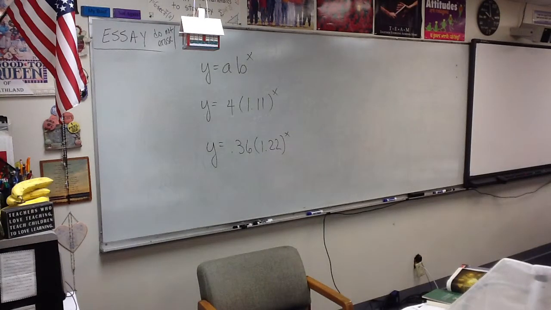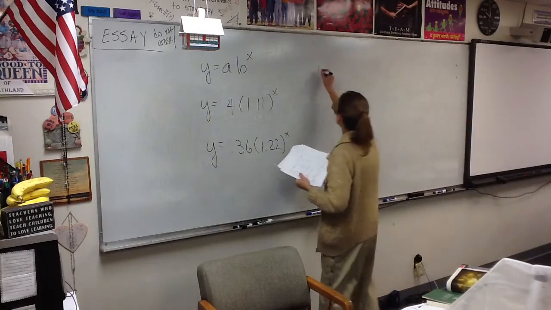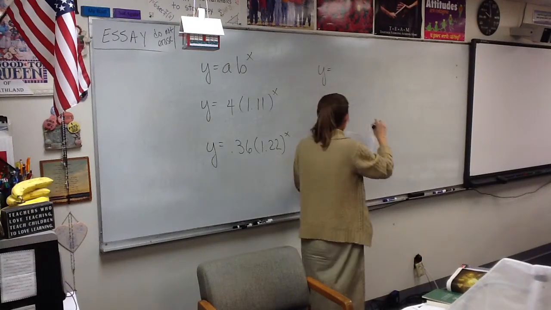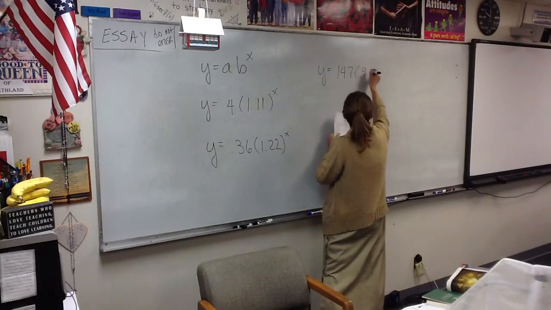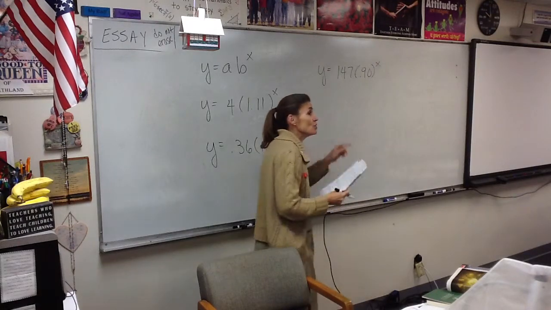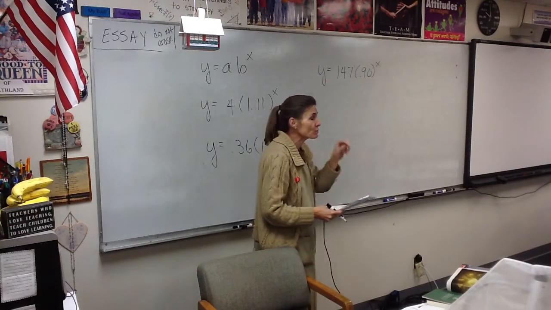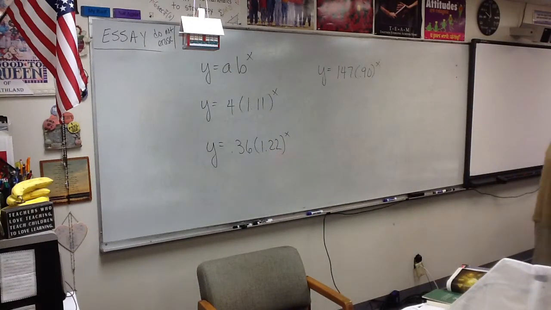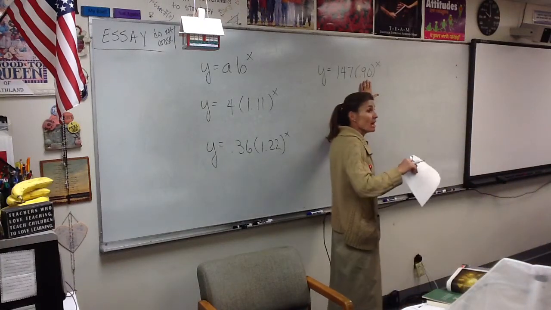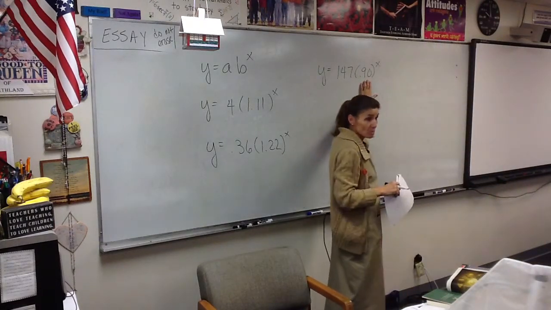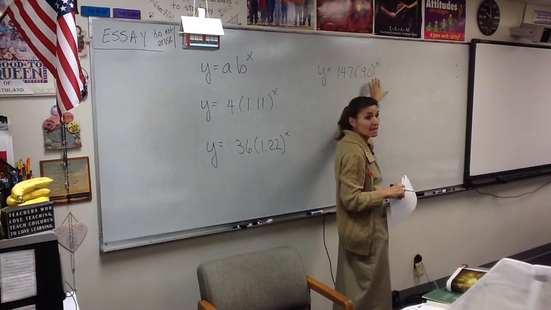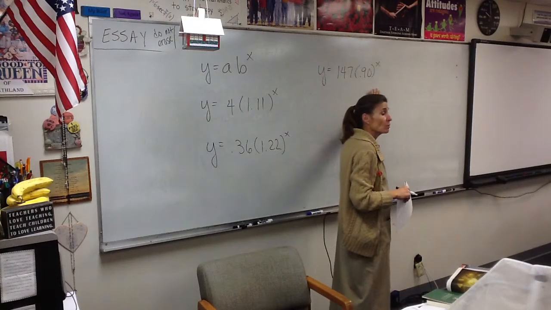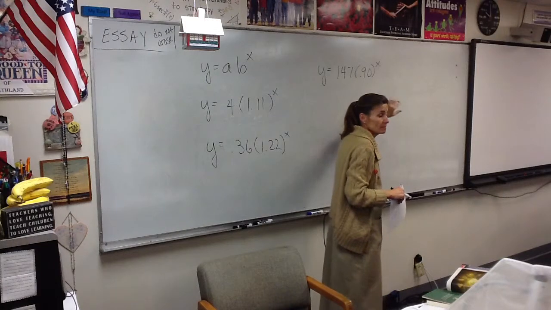Now, what about the next one? 90. What'd you say, Abby Brady? 90. Yes, that's exactly right. 147 times 0.90 to the x. Notice she didn't use the actual 10% because when we do this, this number is either how much more than 1 we are or how much less than 1, right? So we are 10% less than 1, which means we're 90%. How do we know we're less than this time? Decreasing.